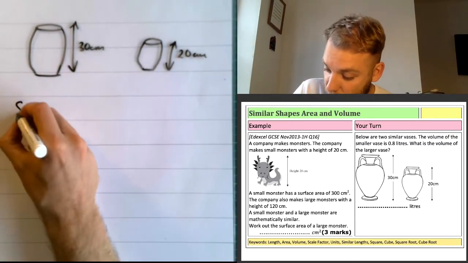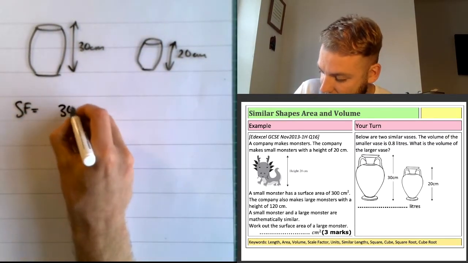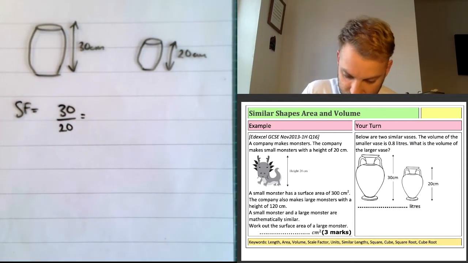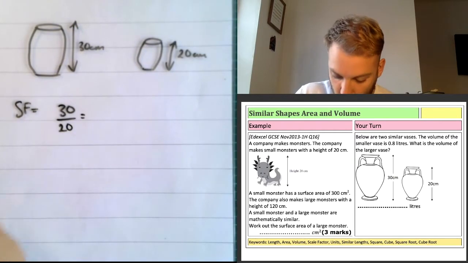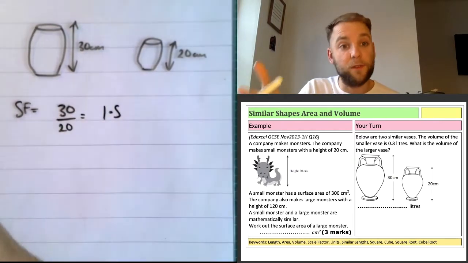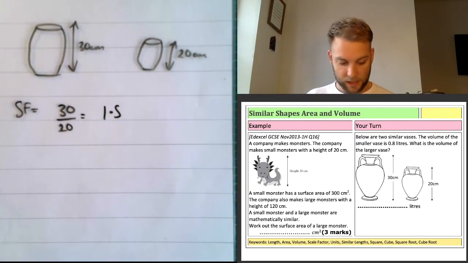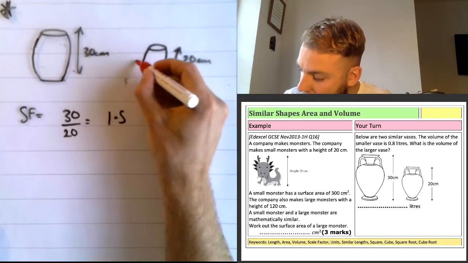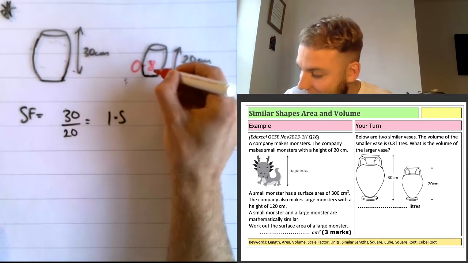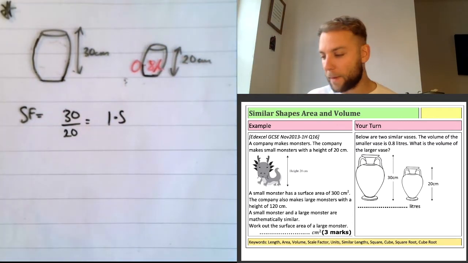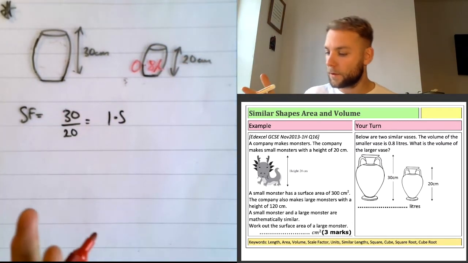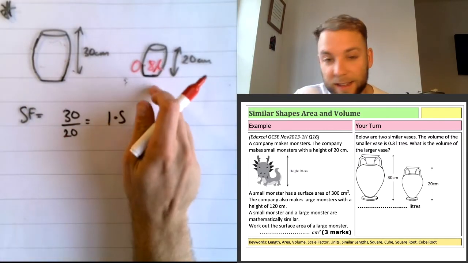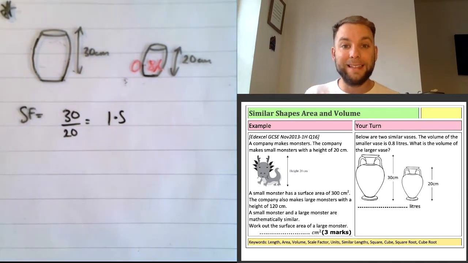So the first thing I do is find the scale factor. So 30 centimetres divided by 20 centimetres. 30 divided by 20, which is 3/2 or 1.5. So I know that this vase is 1.5 times smaller. Now it's saying here that the volume of the smaller vase is 0.8 litres. Okay, now this is where my centimetres cubed falls down a little bit, because usually this isn't centimetres cubed, it's litres, but litres is a measure of volume.